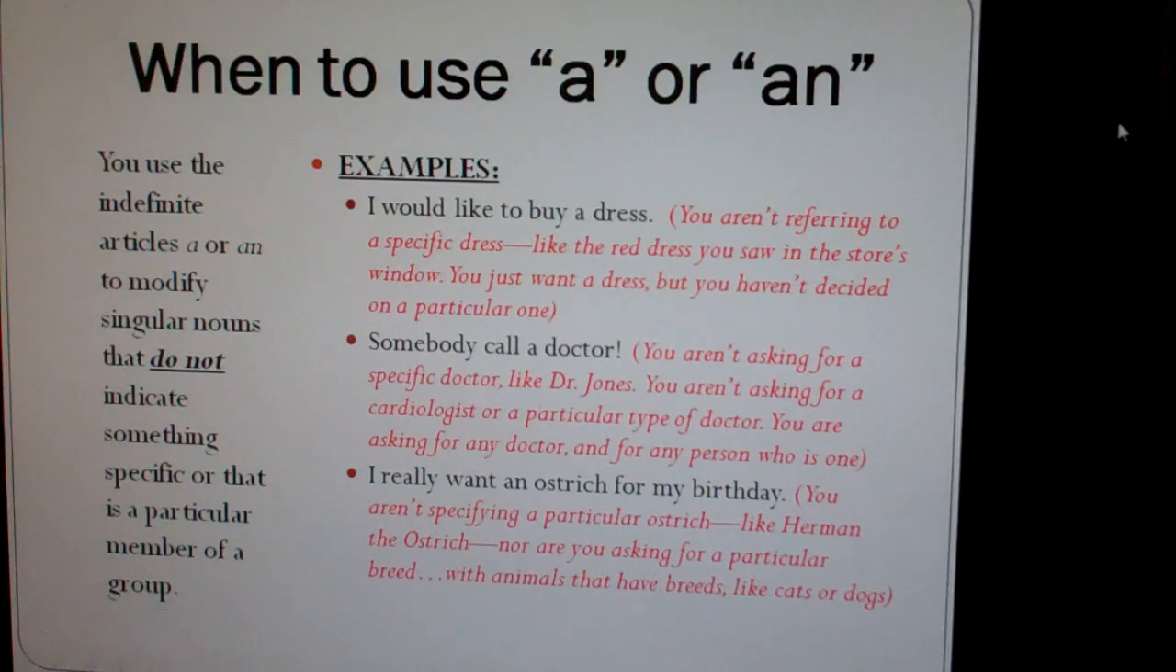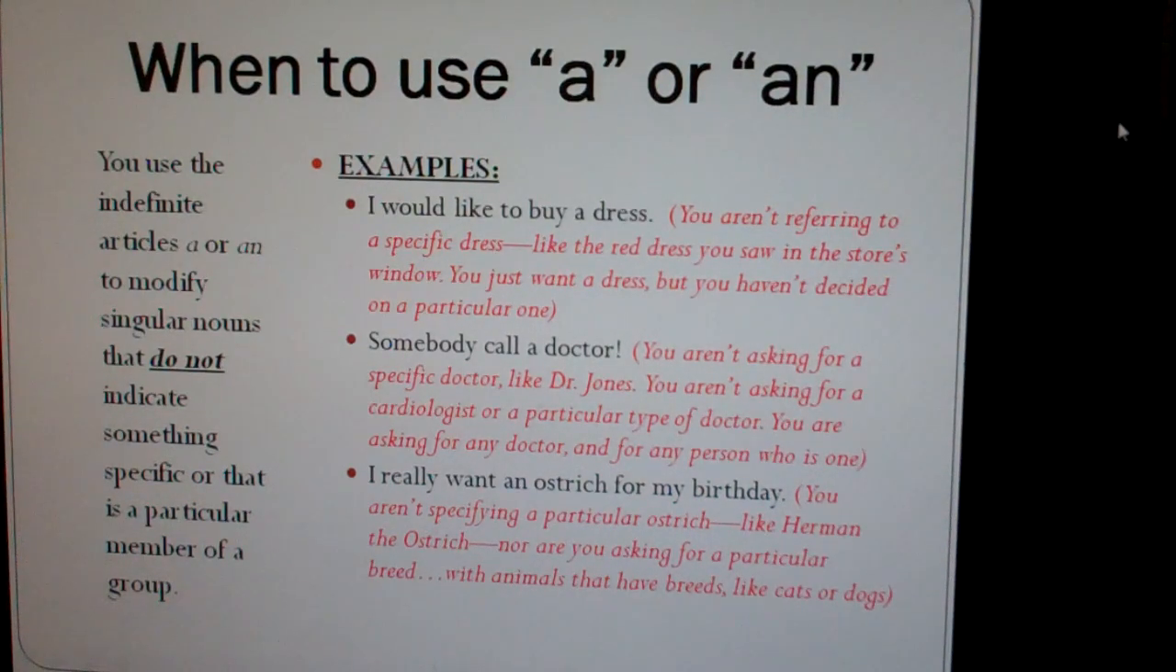Examples: I would like to buy a dress. You aren't referring to a specific dress, like the red dress you saw in the store's window. You want a dress, but you haven't decided on a particular one. Somebody call a doctor. You aren't asking for a specific doctor, like Dr. Jones. You aren't asking for a cardiologist or a particular type of doctor. You are asking for any doctor and for any person who is one.